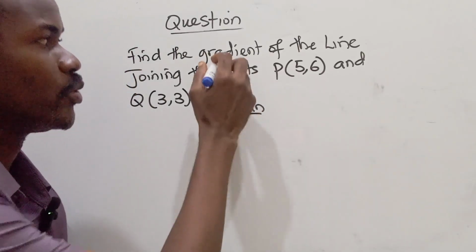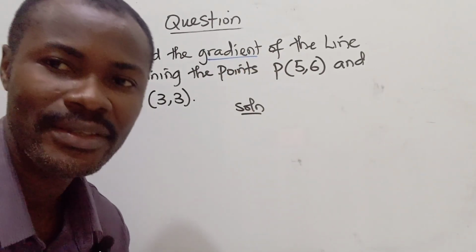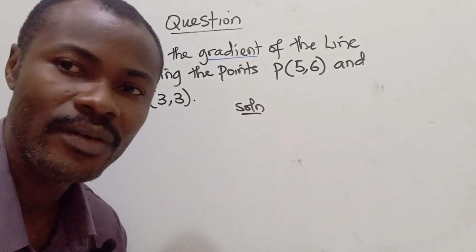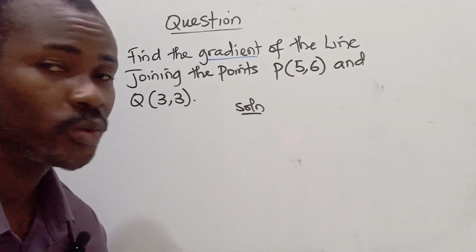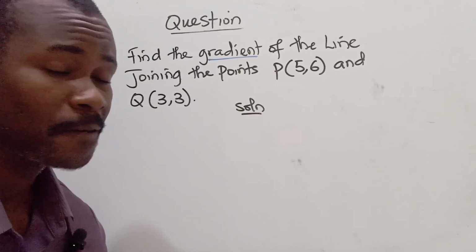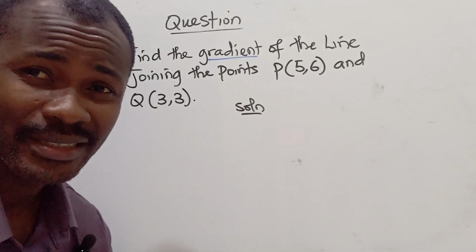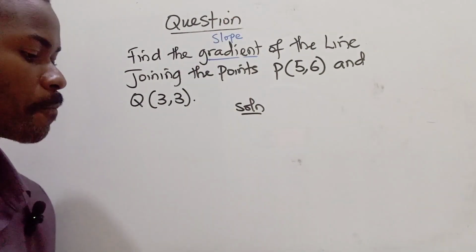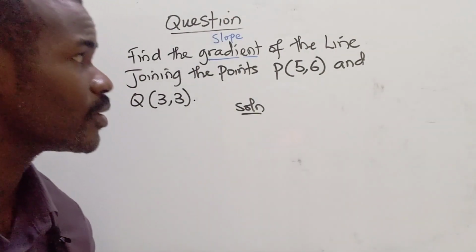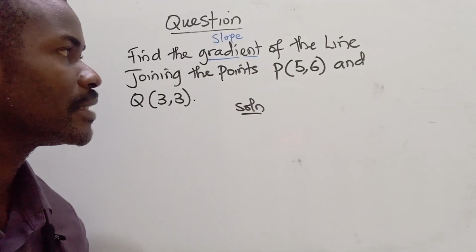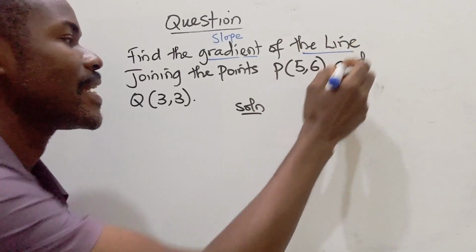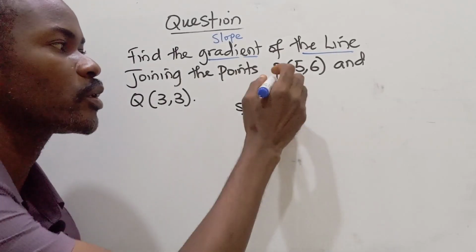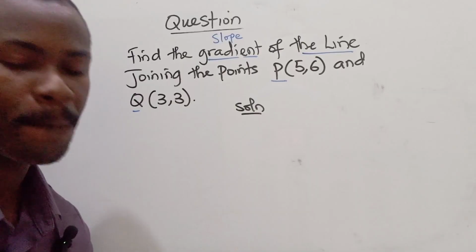Now, one thing in math, you have to understand the problem before you can solve it. You just need some basic knowledge of the topics and you are good to go. So when they say gradient, what's the meaning of gradient in maths? Find the gradient of the line joining the points. So there are 2 points here, point P and point Q.